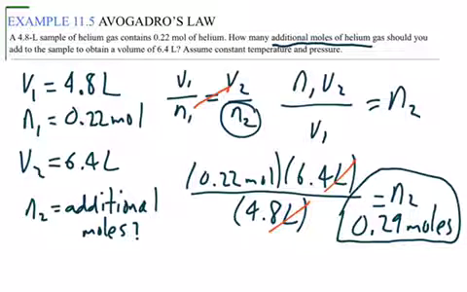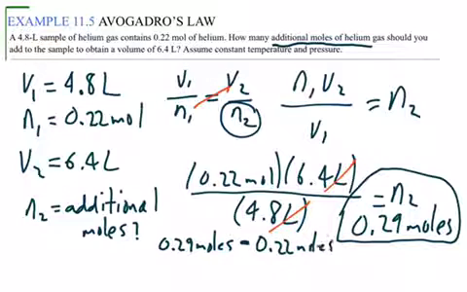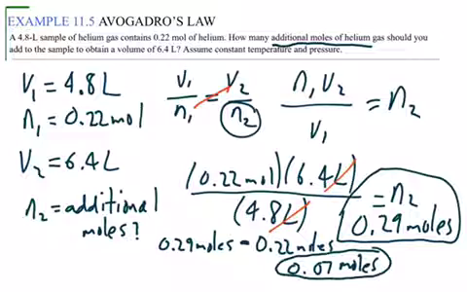But they don't want the final moles. They want to know how many additional moles. So here's what we have to do. We have an extra step. We know that the new amount will have to be 0.29 moles. We started with 0.22 moles. So if you subtract the original number of moles from the final moles that you just calculated, the difference is 0.07 moles. This number right here is how many moles we would need to add to get to 0.29.